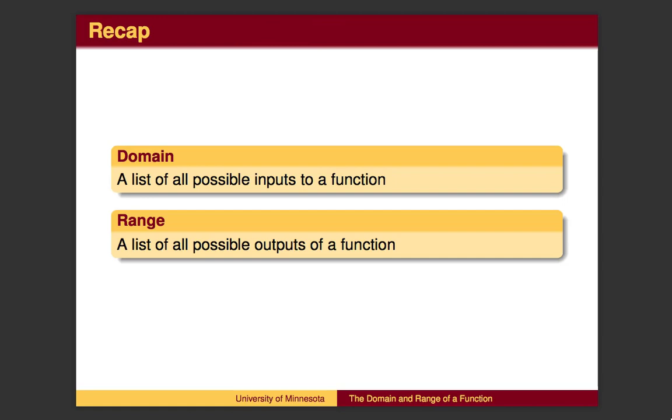To recap, there are functions for which we must be careful about which numbers we use as inputs, the most common of which are the square root function and fractions. The list of all possible inputs to a function is called the domain. The list of all possible outputs is called the range of the function.